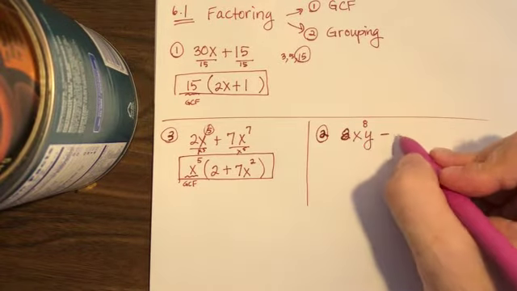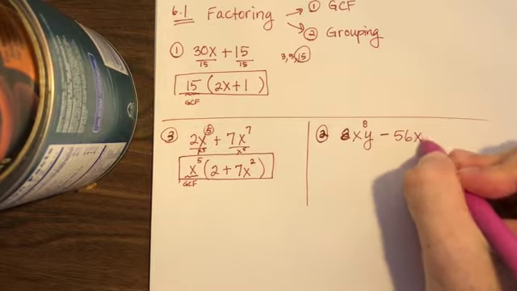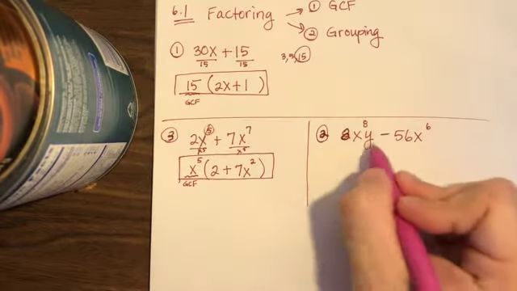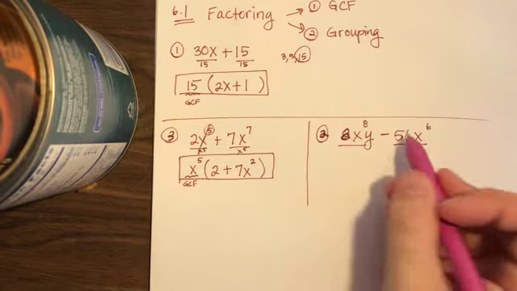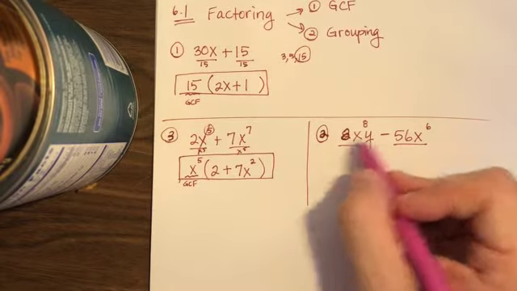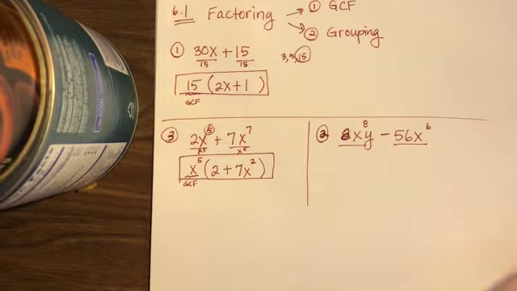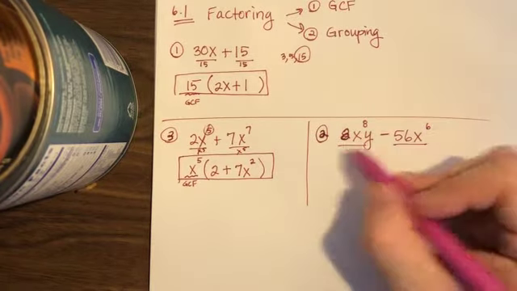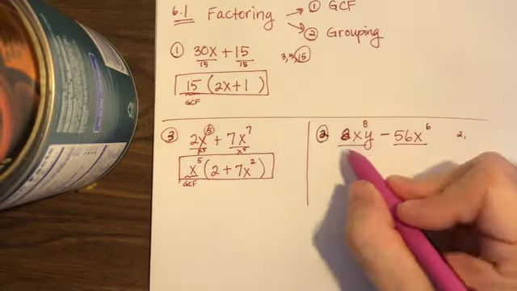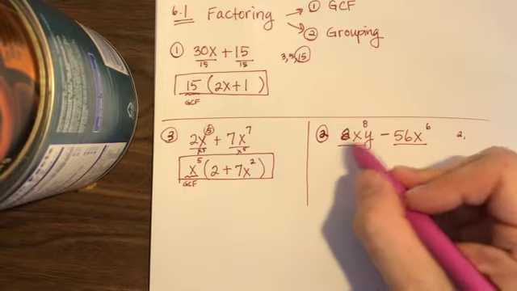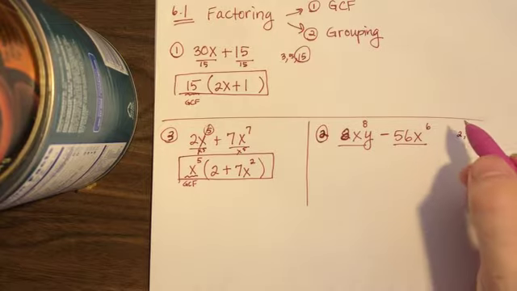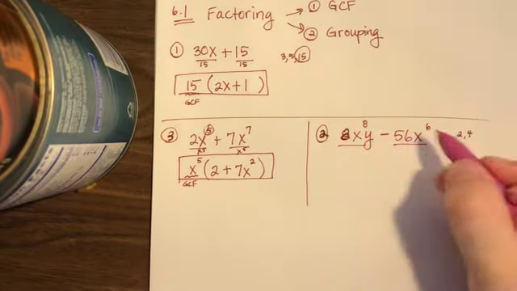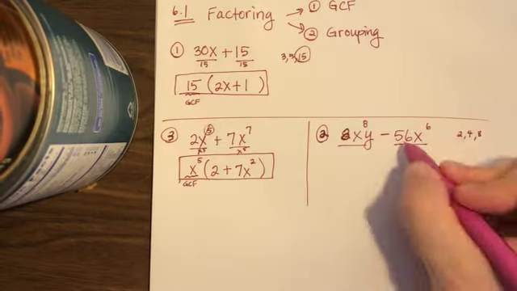Here we have 8x to the 8th y minus 56x to the 6th. All right, underline, underline. Here we got multiple letters, but they only have one letter in common. Now, before we get to the letters, let's look at the numbers. 8 and 56. What do they have in common? Well, they got 2 in common, right? They're both even. They got 4 in common. And then they also have 8 in common because 8 goes into 56 evenly.